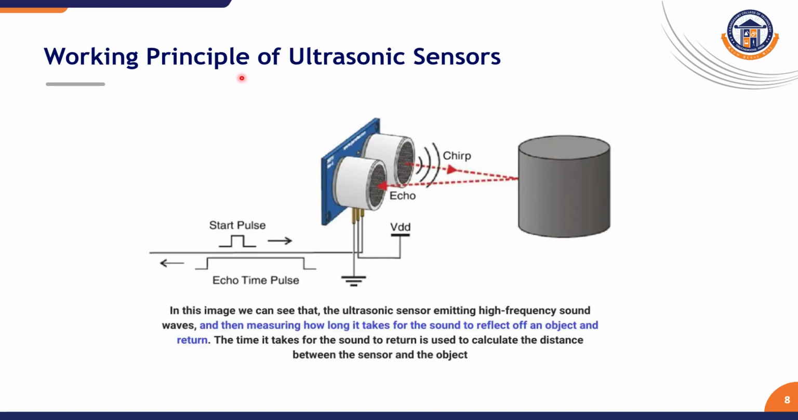When we look at the working principle of ultrasonic sensors, this is the ultrasonic sensor with a receiver and transmitter which will send the ultrasonic waves to the target object, and it will find the time it takes for the signal to return back, which will be used to detect the distance of the object.